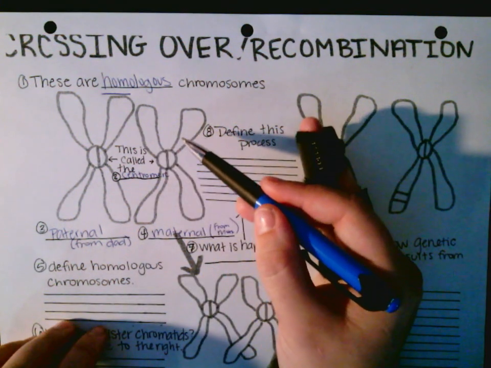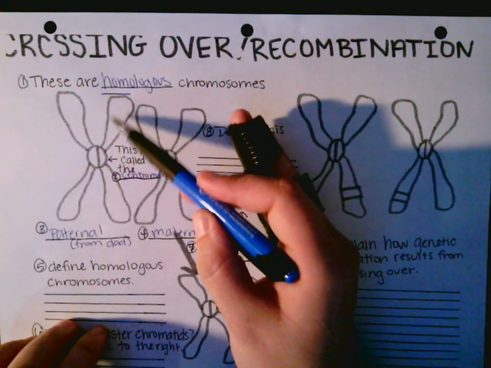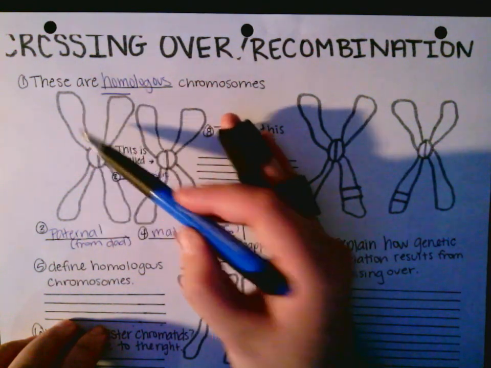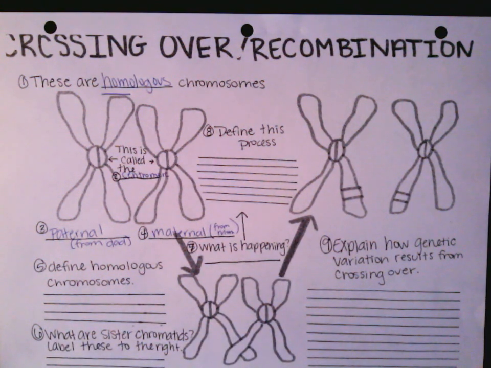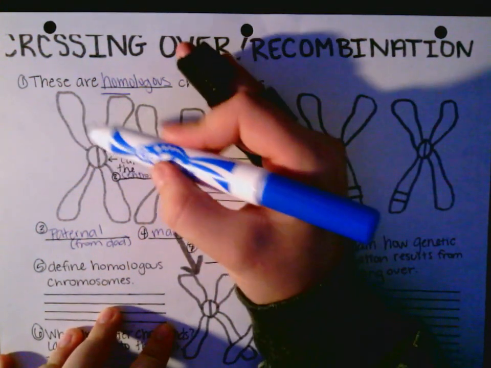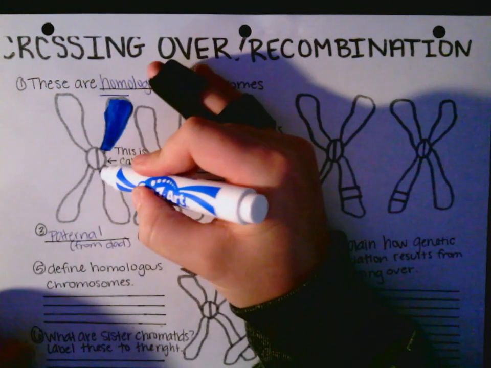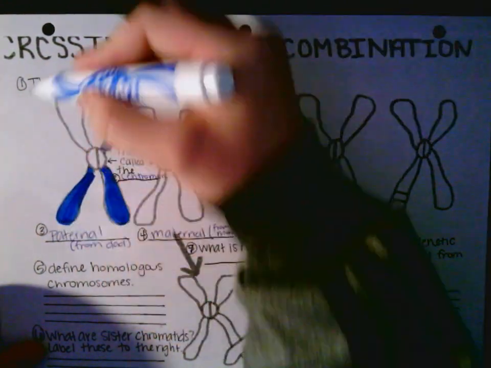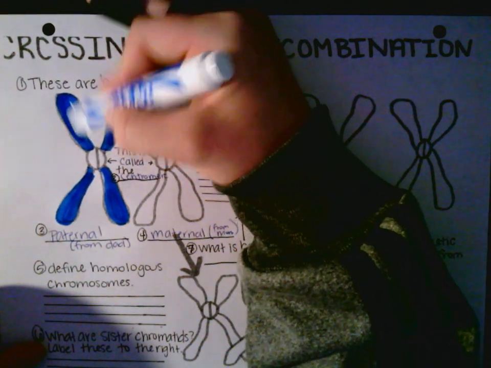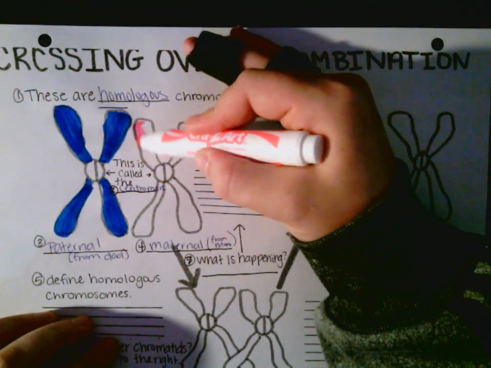So this is the chromosome that came from the egg, which was then duplicated to go through crossing over. And this is the paternal chromosome from father, which was then duplicated in interphase for crossing over. So what we're going to do to symbolize this is we're going to use two different colors to show the two different kinds of chromosomes. So we have the paternal chromosome from dad, and we also have the maternal chromosome from mom.